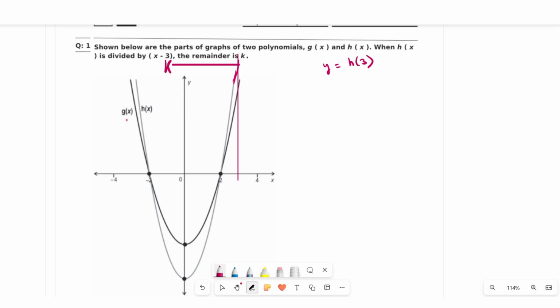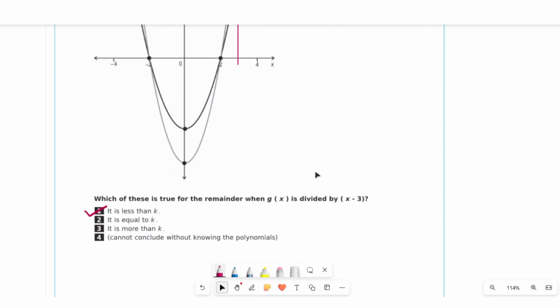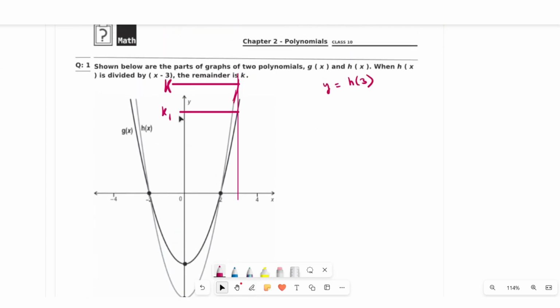And the remainder for g(x) will be somewhere here. Let's call the remainder k1, when x minus 3 divides g(x). So let's have a look at the question. It says which of these is true for the remainder when g(x) is divided by x minus 3. True for the remainder, that means they are asking which of this is true for k1. So k1 is less than k. Obviously k1 will be less than k, as we can find over here k1 is below k.